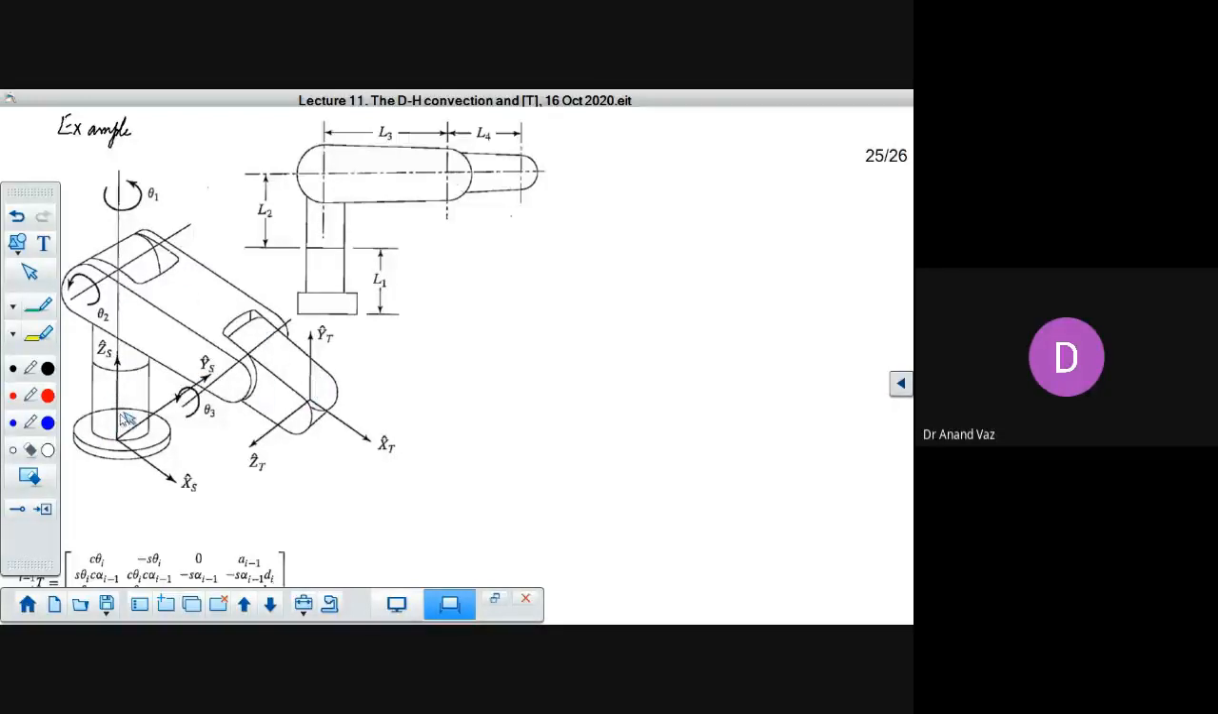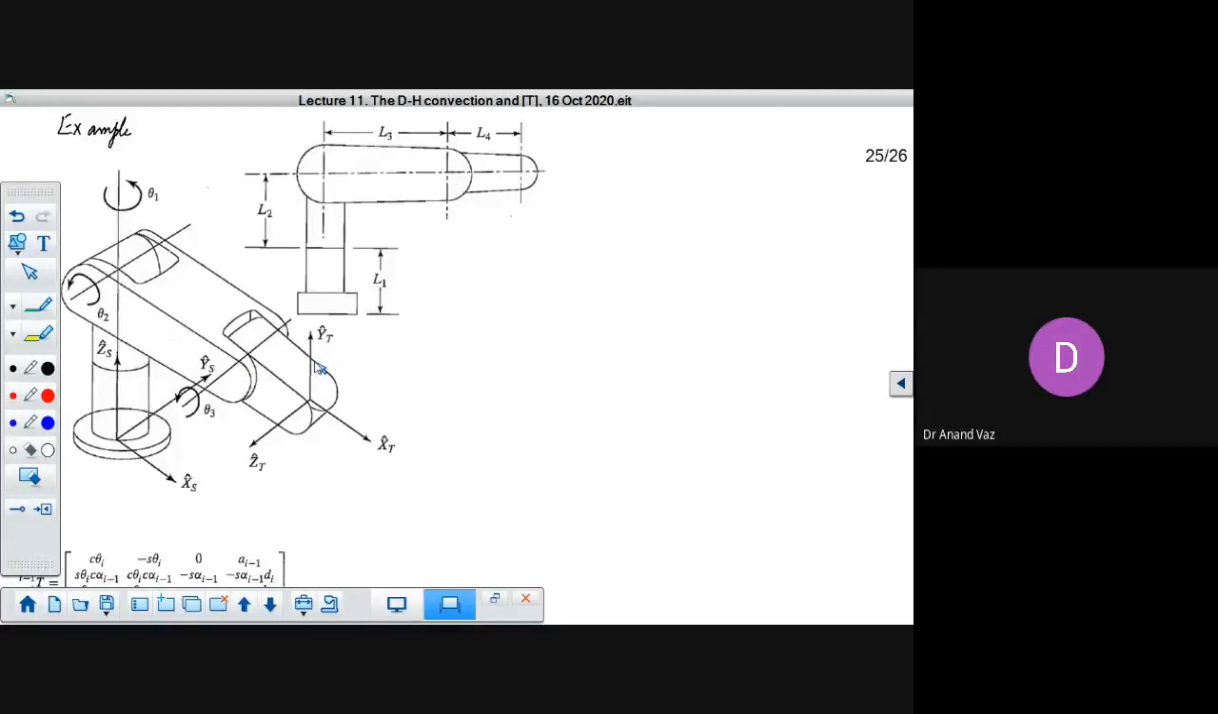Here we have frame 0, which has been written as frame XS, YS, ZS, but we could also take it as X naught, Y naught, Z naught. For the other links, we have yet to fix up the frames, and we still have to determine what would be the Z axis and what would be the X axis and how they would be moving.